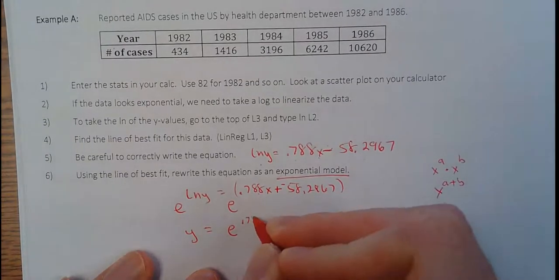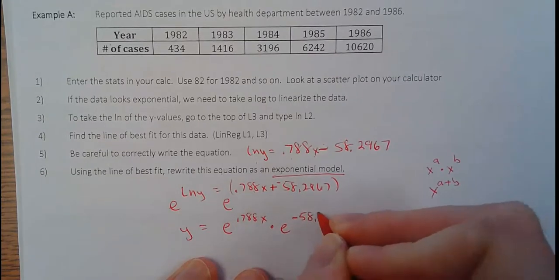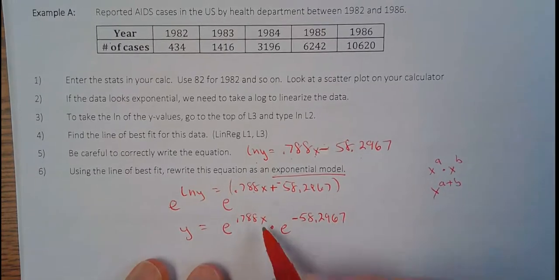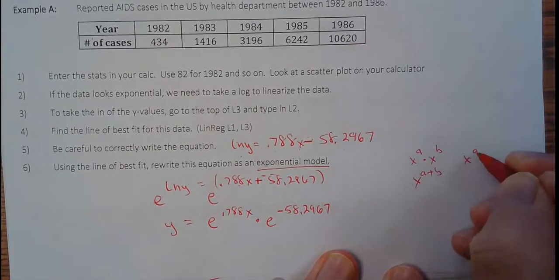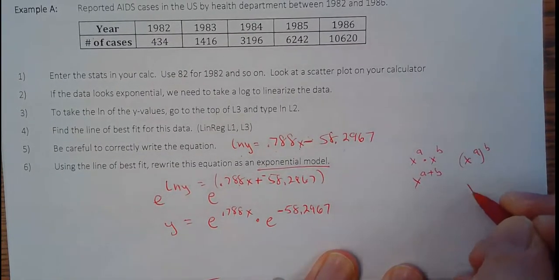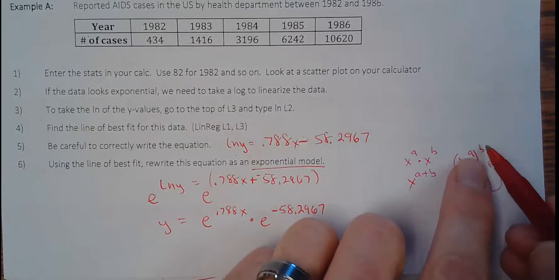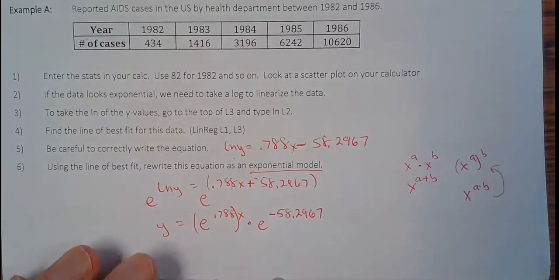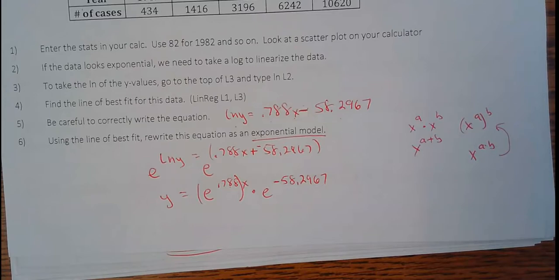So this one's 0.788x. This one over here is negative 58.2967. Another exponent property: if you have powers being multiplied, remember, if I had x to the a b, that's the same thing as x to the a times b. We'll go backwards with it. If you're multiplying them, you actually split them up and say that one's the power. Here I'm going to say that this is the inside being raised to the x power. So I'm going backwards. A lot of those exponent properties, we went one direction. Now we're going the other direction with them.